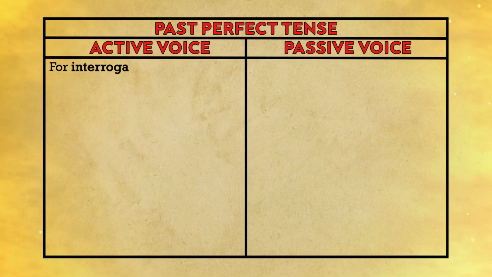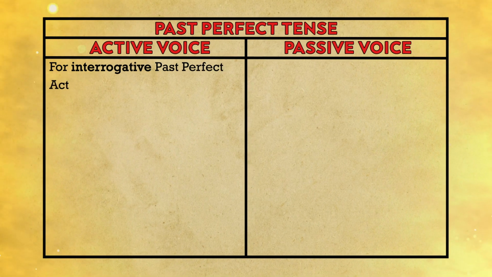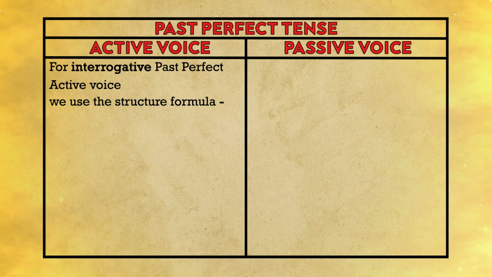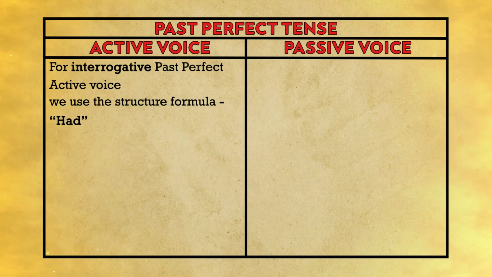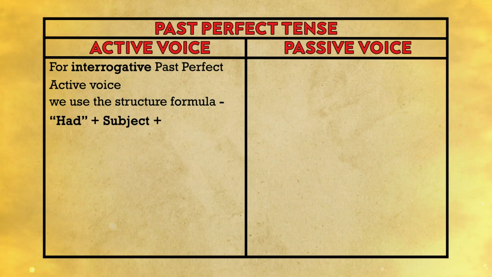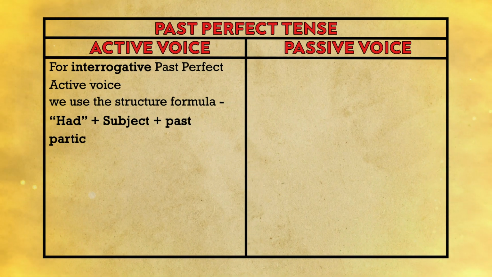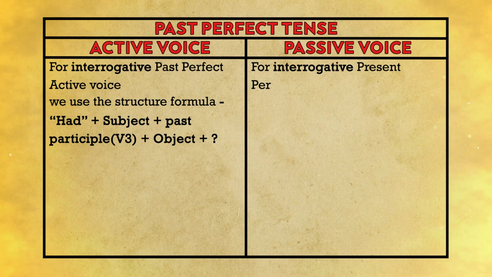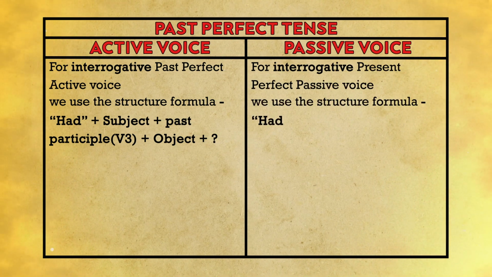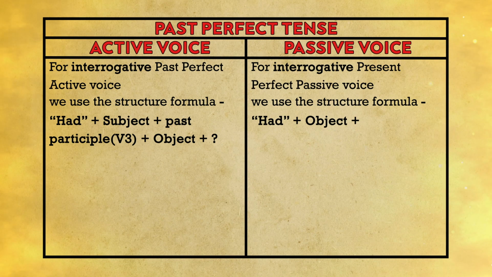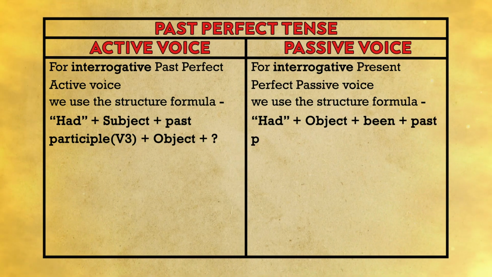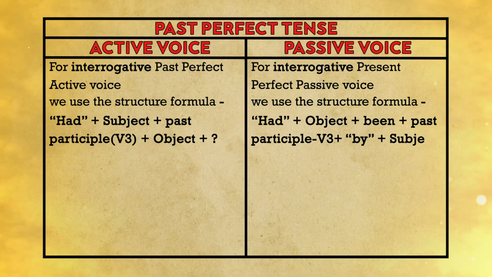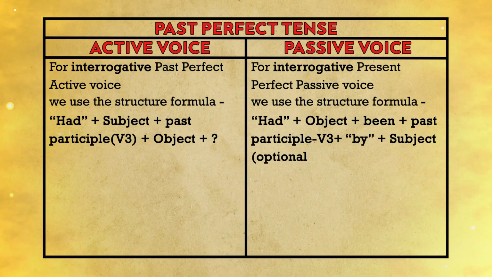Now, the structure formula for changing past perfect interrogative active sentences is as follows. Had plus subject plus past participle, that is third form of the verb, plus object. When we change it, it is had plus object plus been plus past participle, that is third form of the verb, plus by plus subject.